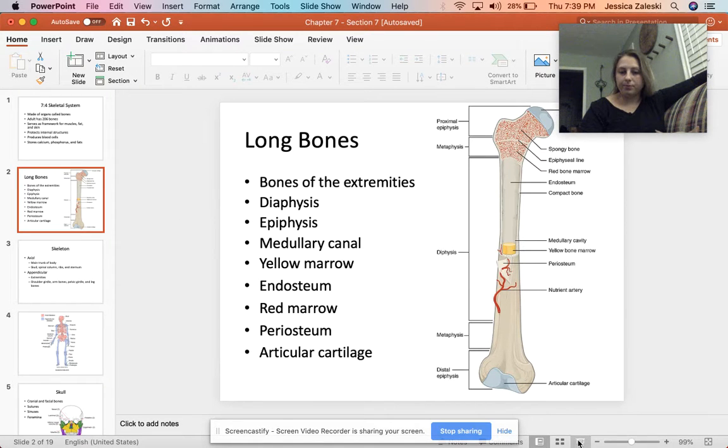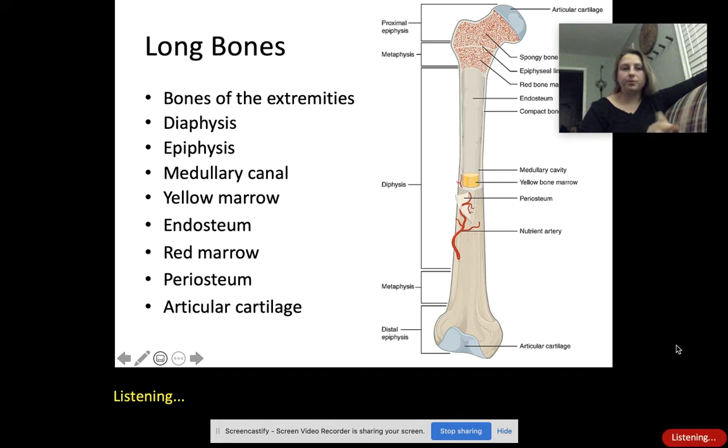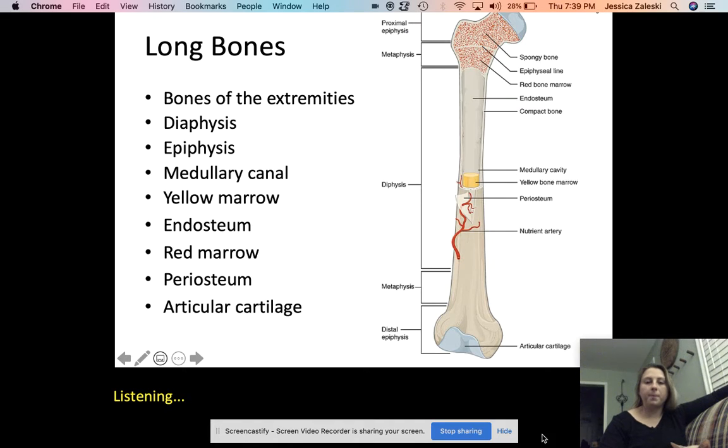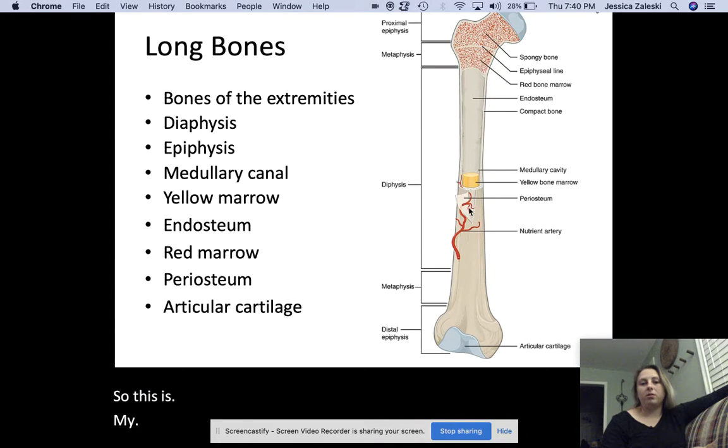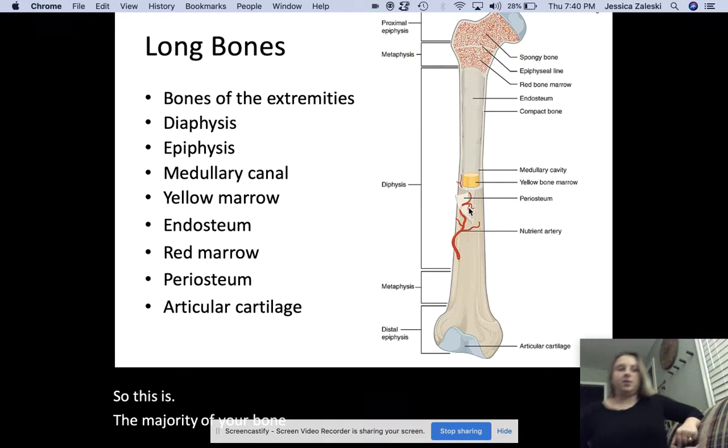So, with long bones, you have these in your extremities like your arm and your leg. There's different parts of this. Now, the diaphysis, right? Dia means complete. This is the majority of your bone here. It's the shaft of your bone. Diaphysis is going to be the longest part.